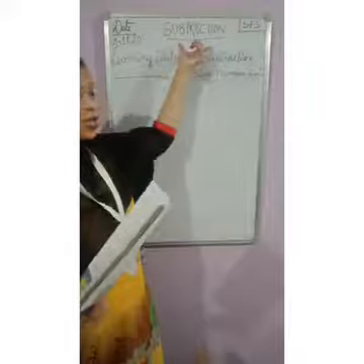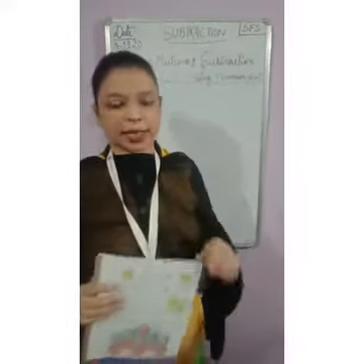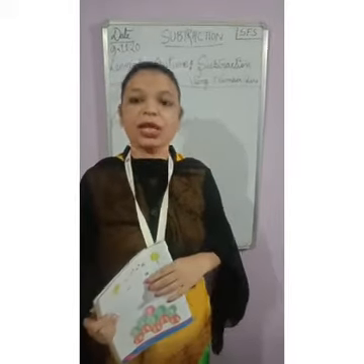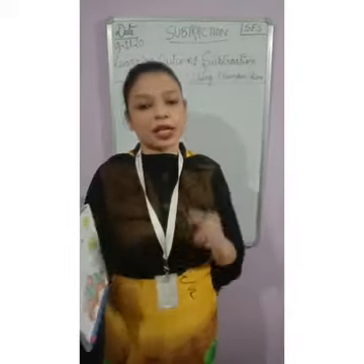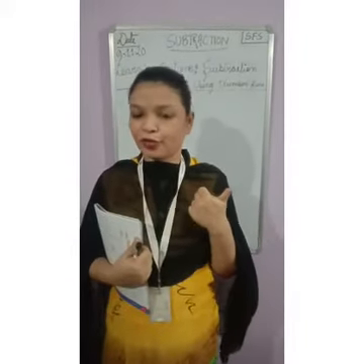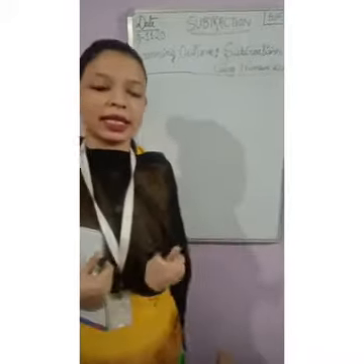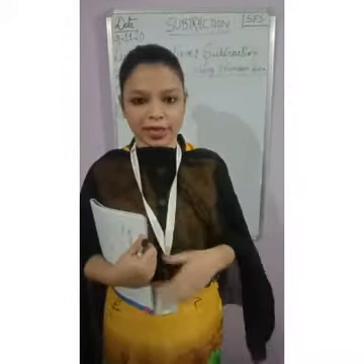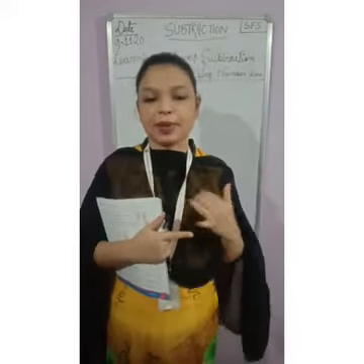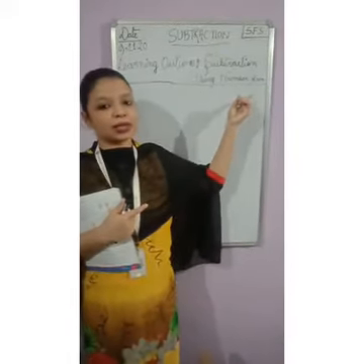Today we are going to continue the topic method of subtraction, from the chapter subtraction. In the last class we have learned the first method, subtraction using fingers. There are three methods of subtraction. The first is using your fingers. Second is the number line, and the third is vertical or column method. Today we are going to discuss subtraction using number line.